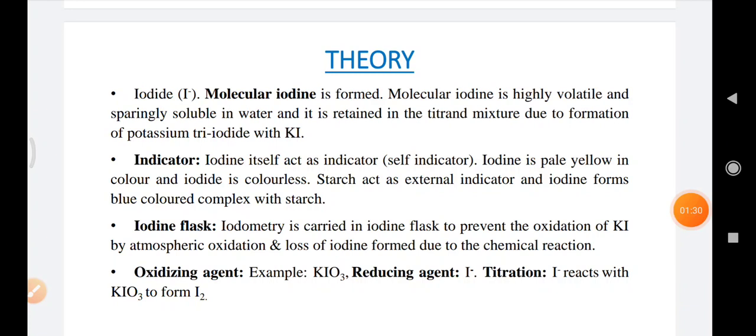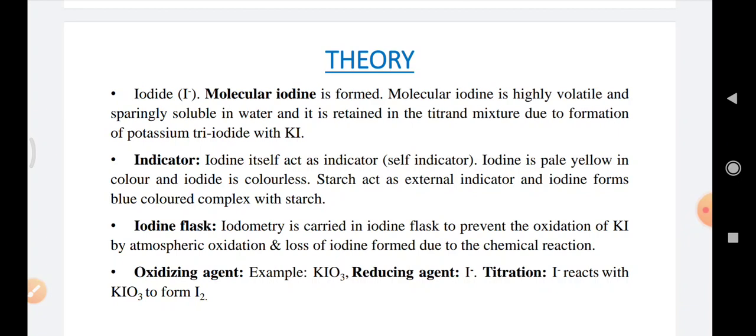So what is the theory behind this practical? In this practical, we are going to discuss iodide. We can produce the molecular iodine in the practical, and the molecular iodine is highly volatile and is sparingly soluble in water, and it is retained in the titrant mixture due to the formation of potassium triiodide with KI.